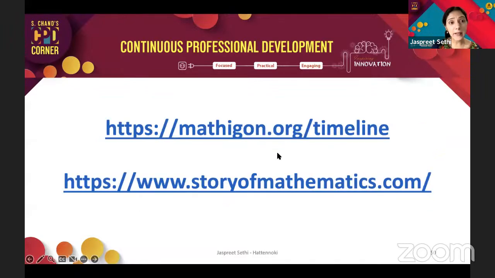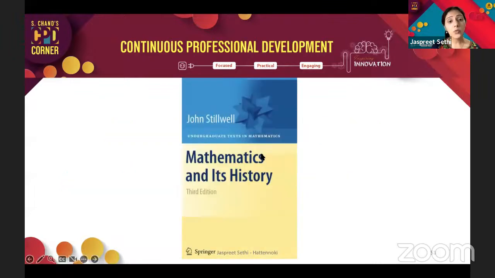Some of these timelines that I'm going to talk about, you may also be able to find on these websites, Mathigon and Story of Mathematics. Some of the ideas I'm going to talk about come from a beautiful book that I read in my undergrad, John Stillwell's Mathematics and Its History. It's a very fun read, and it's by Springer. If anybody is interested in investing in this book for themselves, this is some of the history that I will touch upon in my next half today.